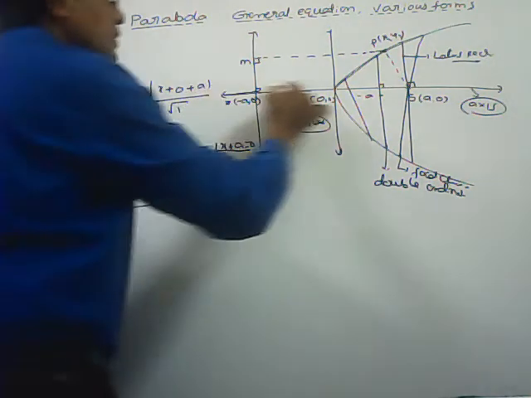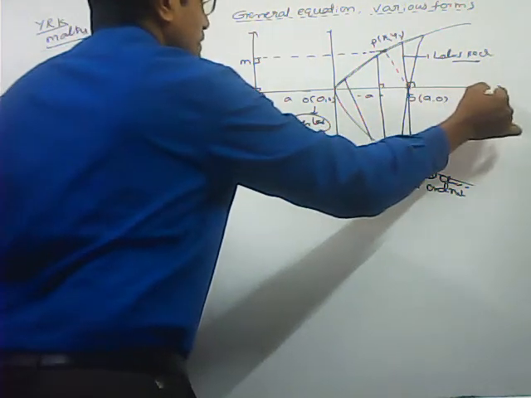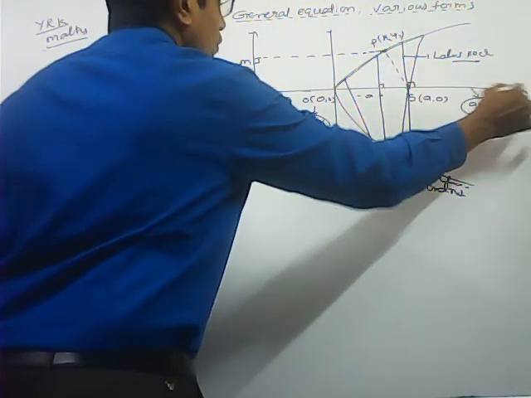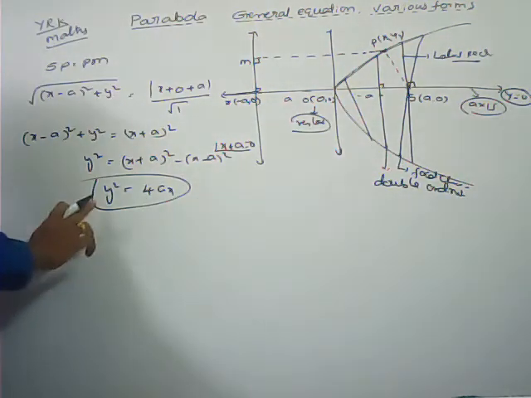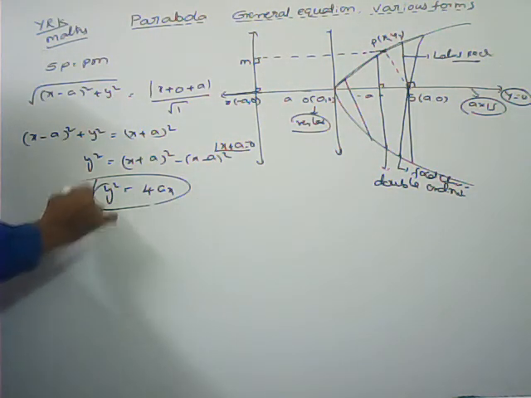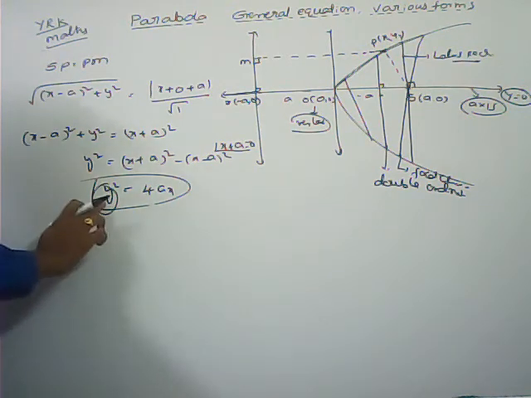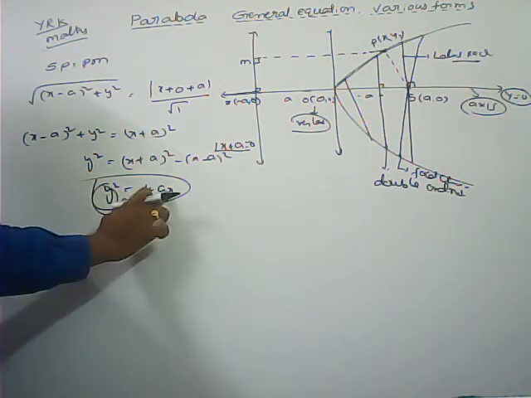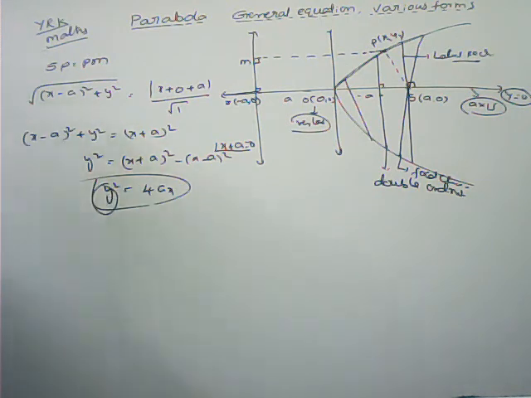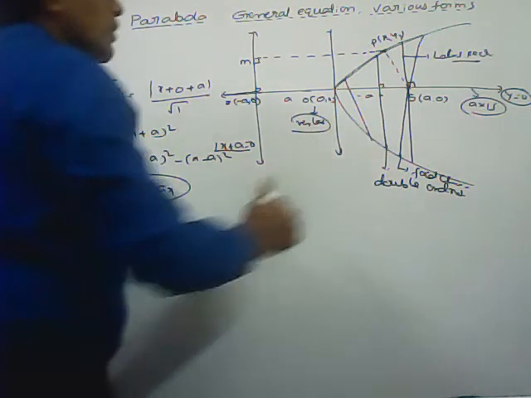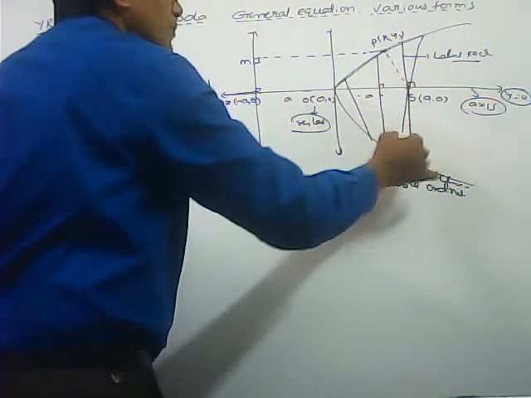And what is the equation of the axis here? That is the x-axis. The x-axis is nothing but y = 0. For y square equals 4ax, simply we take the axis of the parabola as y = 0, and for the vertex, you can equate each one to 0: x = 0 and y = 0. (0, 0) is the vertex of the parabola. Now the length of the latus rectum.